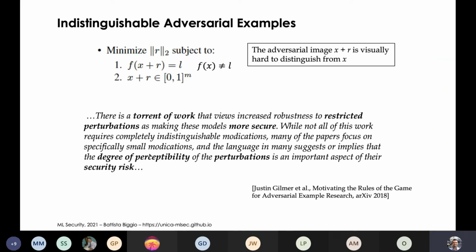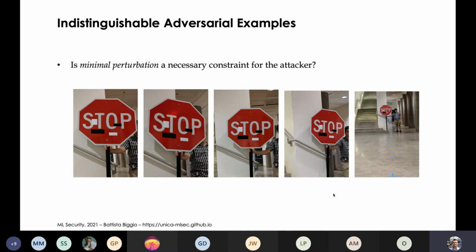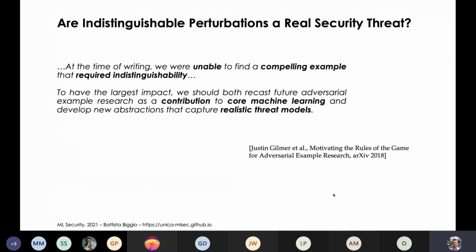not. And even if there were contrasting opinions at the beginning, look at this paper by Gilmer, Goodfellow, and others, where they talk, at a higher level, about how to interpret how this adversarial example research is moving. This is more like a position paper than an actual technical paper, where in the end they conclude that, at the time of writing that paper, in 2018, they were unable to find a clear example of a security threat that required indistinguishability, okay?